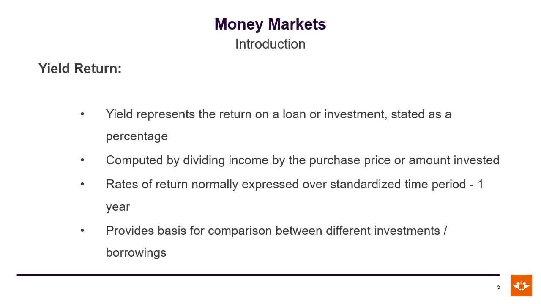Yields represent the return on a loan or investment, and they're usually stated as a percentage. Yields are calculated by dividing any income that you receive on your investment, or any interest you need to pay on your loan, by the purchase price or the loan amount that's invested. Rates of return are usually expressed as a percentage over a standardized period of time, and this tends to be a year. It provides a basis for comparison between different investments, and we'll talk about this in a little bit more detail later when we talk about effective annual yields.